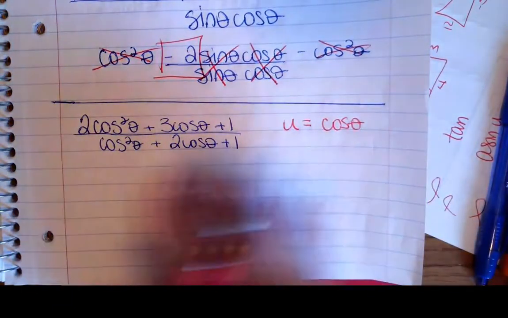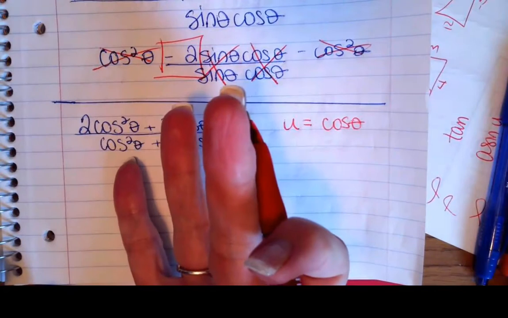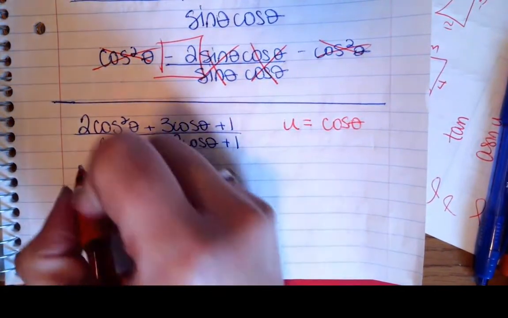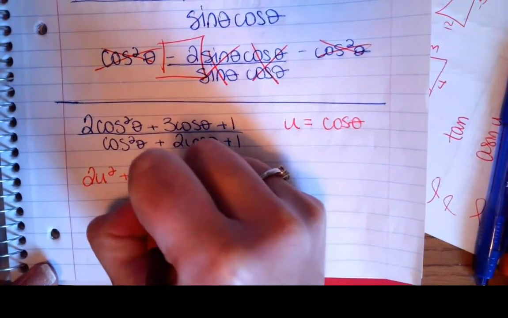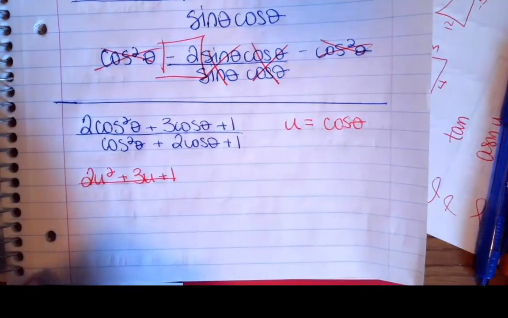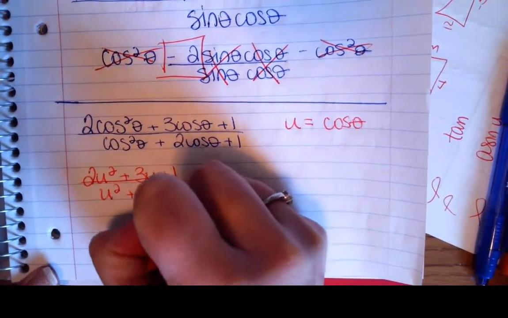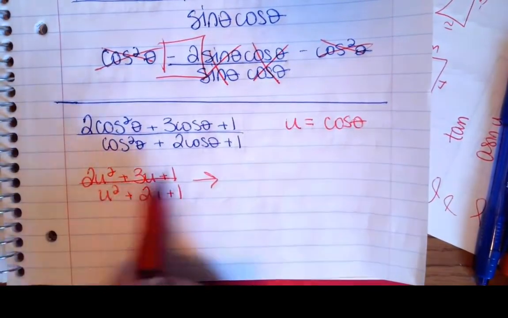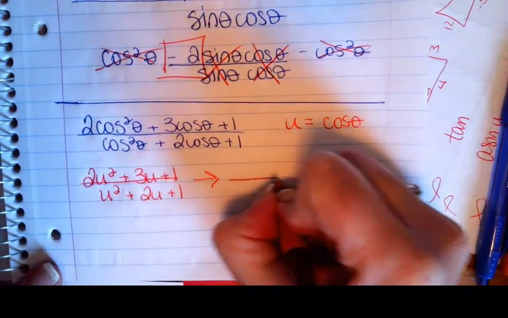And that's just going to make it a little bit cleaner so we don't get completely bogged down in trig world and we can actually see what we're doing. You don't have to do substitution. It just makes it cleaner. So I've got a 2u squared plus 3u plus 1. Oop, I just crossed it out and I didn't mean to. Over u squared plus 2u plus 1. So now I can factor this. This is just quadratic. So the bottom is going to be u plus 1 squared.